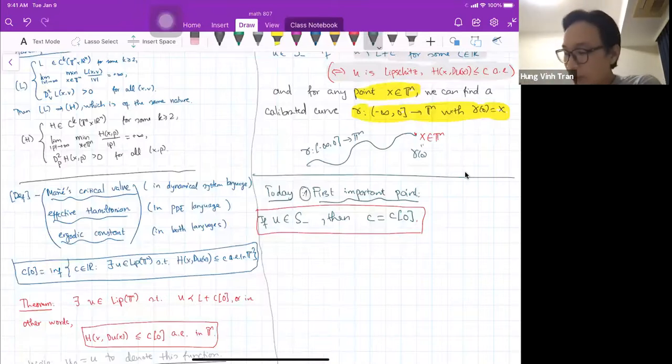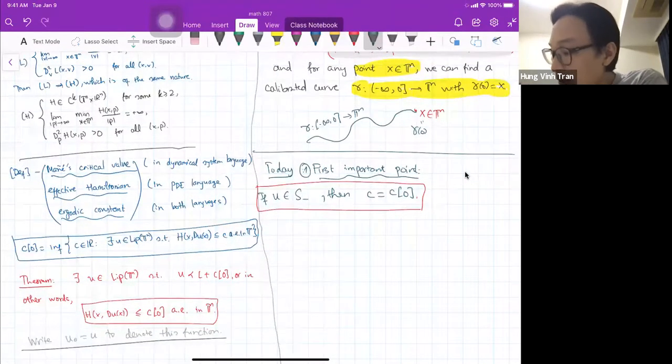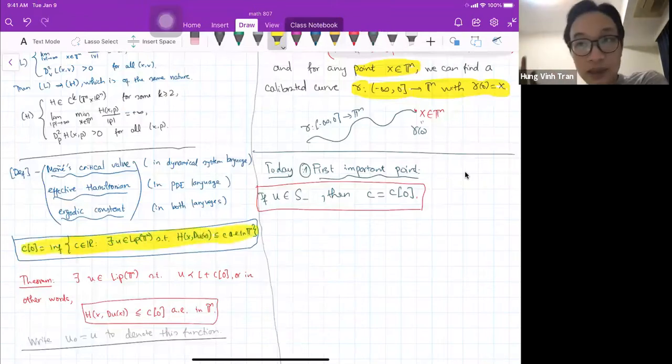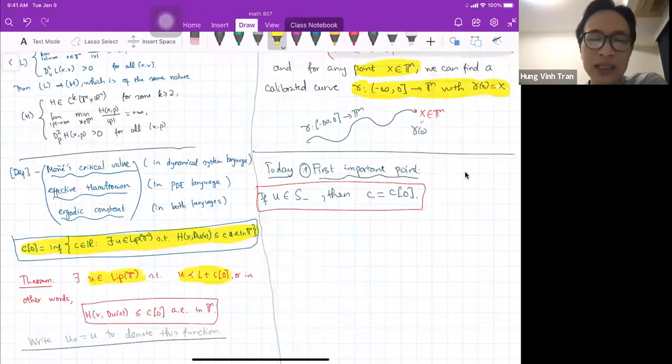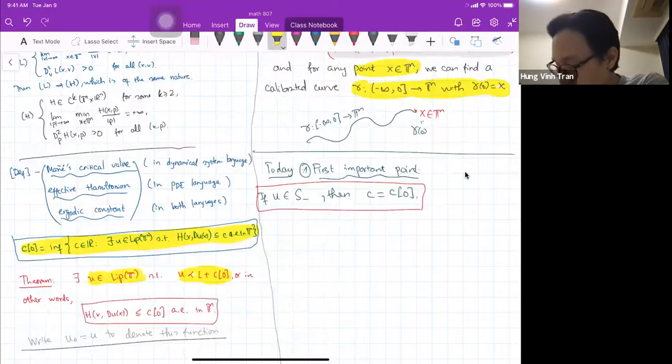Okay, so before doing so, I recall the definition. One of the definitions of C naught here is the infimum of all possible C, right? You try to push further and further for the C. You take all admissible C, so that there's a Lipschitz U satisfying the inequality, and you take the infimum of all of those. And last time we actually proved that C naught itself is also admissible. So we proved that there exists a function U that is dominated by L plus C naught. In other words, C naught is also admissible.